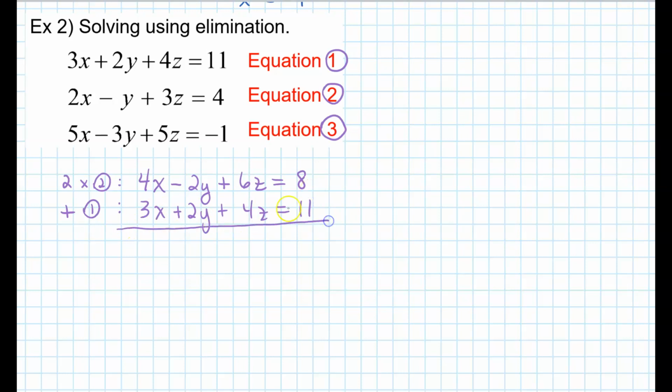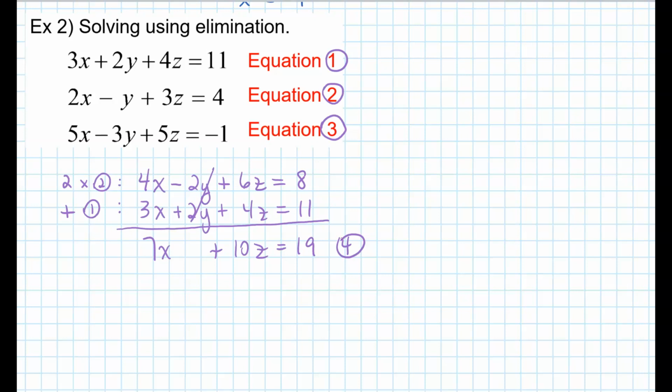Adding those together, 4x plus 3x is 7x. We've eliminated y, remember that was our goal, plus 10z is equal to 19. I'm going to now label this equation 4.